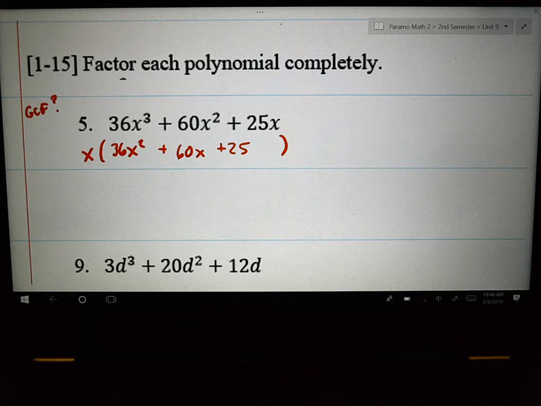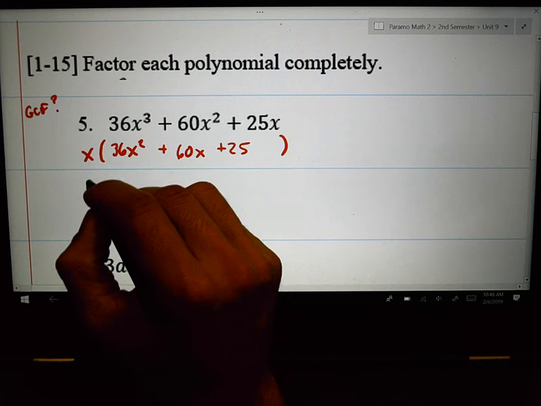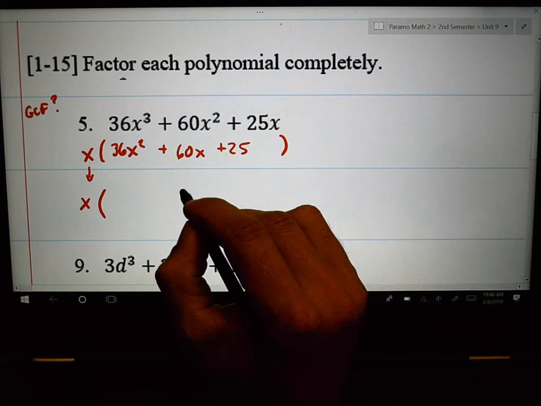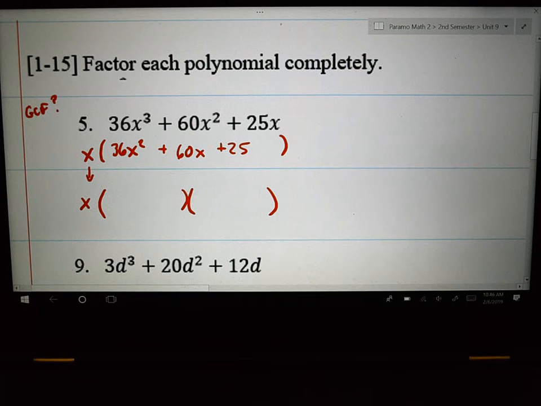And this is where you're going to need to ask yourself, does this factor further, using a technique I learned in section 4 or section 5? The GCF does not go away. It stays in front. That's one of the reasons why we wrote that down in our notes.